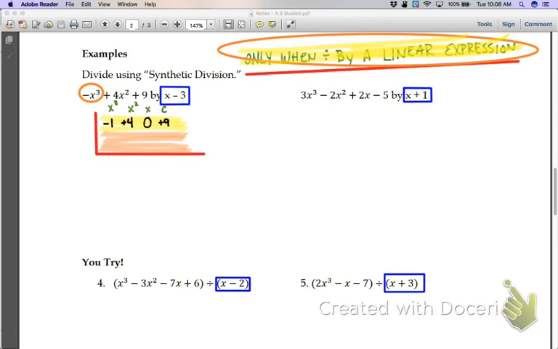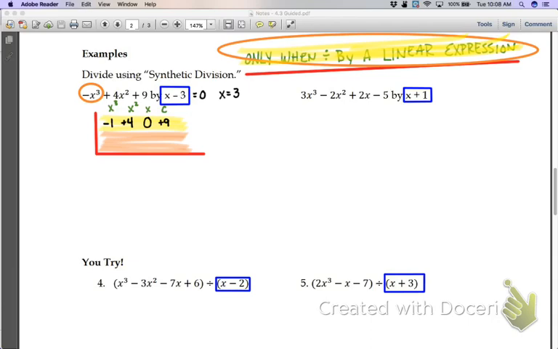Now, whenever we do synthetic division, we're dividing by x minus 3. So what that means is, if we would set this equal to 0, what would my x value be? If we said x minus 3 equals 0, what would x be equal to? 3.